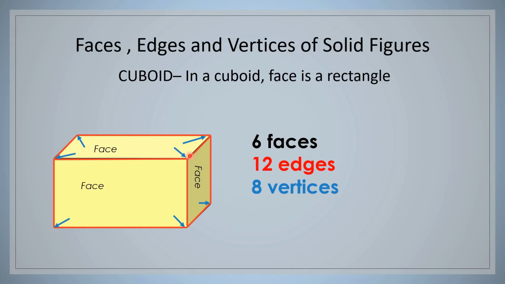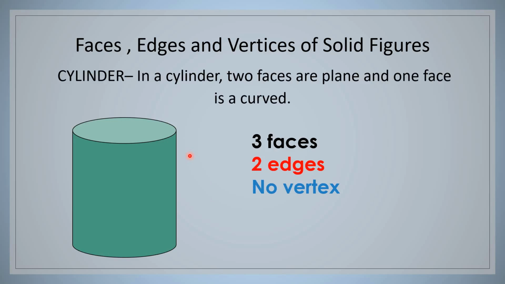So you have to remember how many faces, edges and vertices are there in all the solid figures that we are studying. Okay, so we studied about cube. This is about cuboid. Next, let's move on to a cylinder. Now, in a cylinder, 2 faces are plane and 1 face is curved. Now, what is it saying? 2 faces are plane. The faces that are plane are one here and the other one on the behind side, and one face is curved. The curved face is this one, which is rounded in shape.